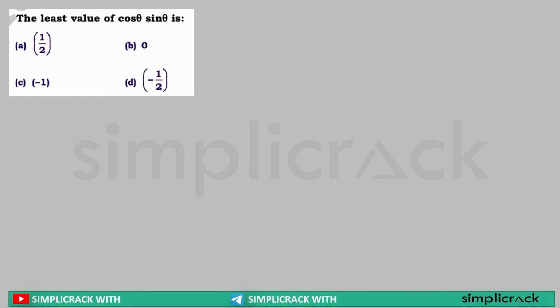Now, it is saying what is the least value of cos theta into sin theta. What I have told you, least value of sin to the power n theta into cos to the power n theta is equal to minus 1 by 2 to the power n if n is odd.